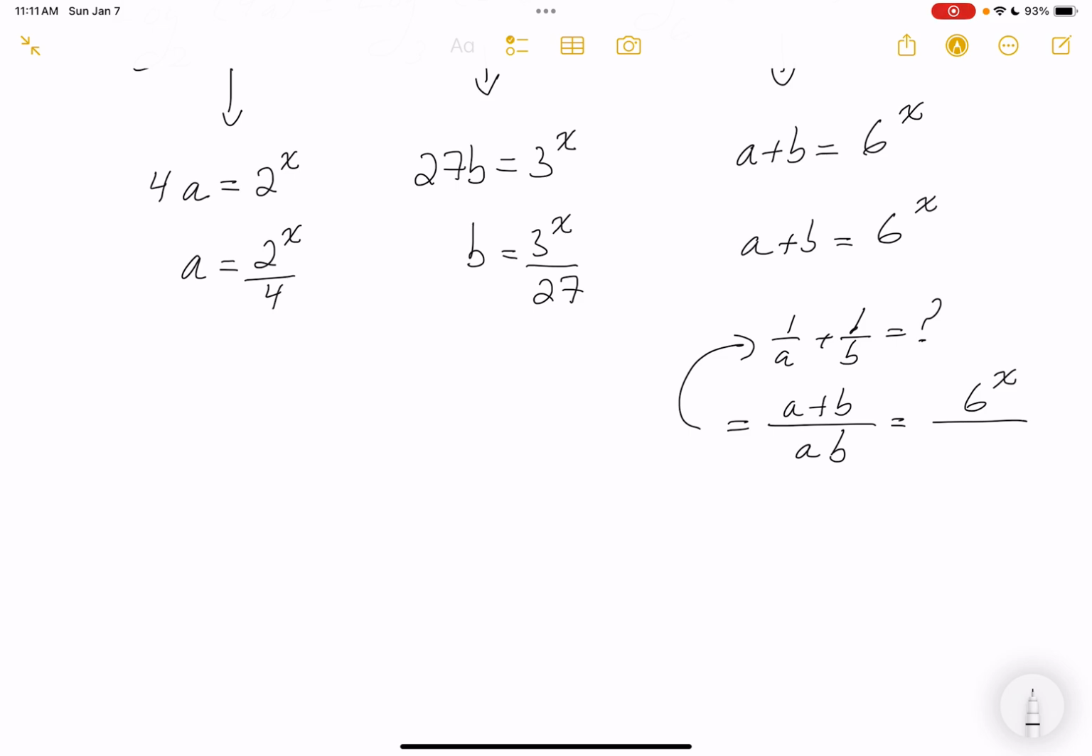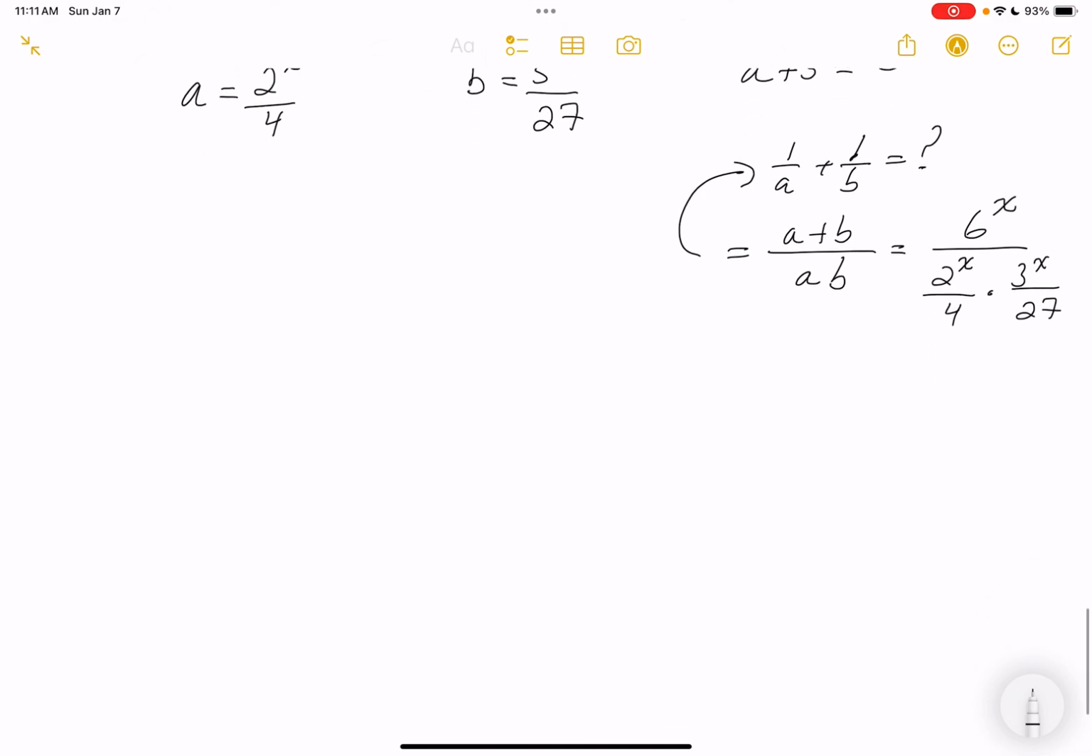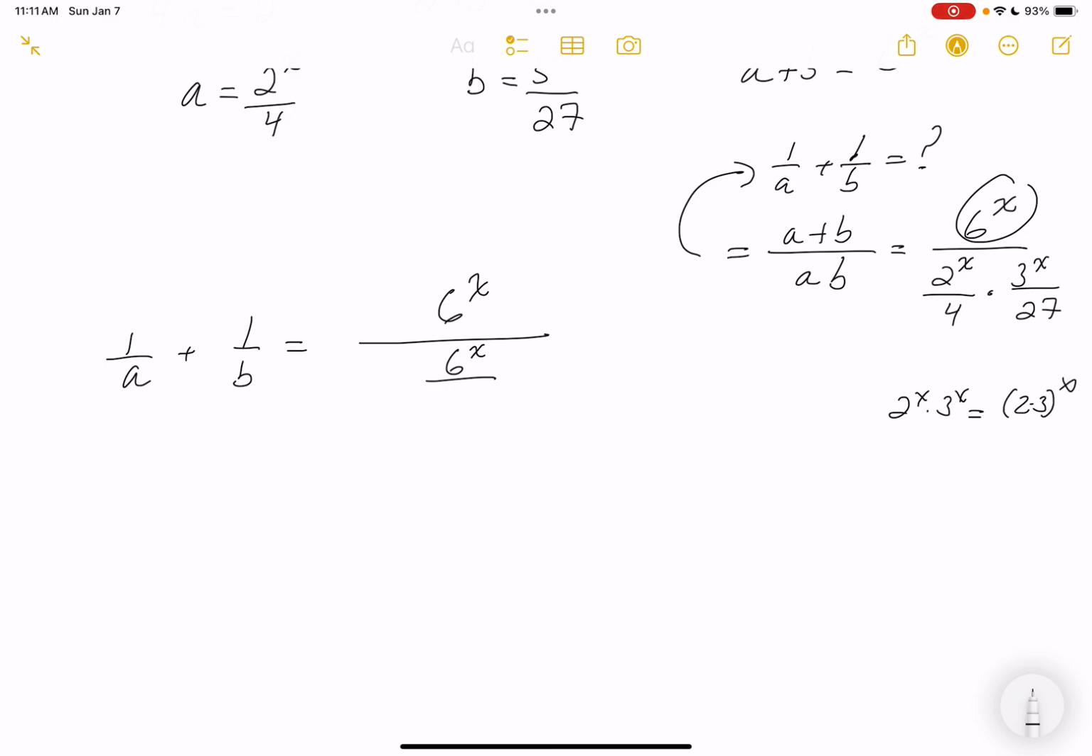What's a times b? I can write that down too. It's 2 to the x over 4 times 3 to the x over 27. And this is what I can write down now: 1 over a plus 1 over b is the same thing as 6 to the x, that's this right here. Let's just do the bottom. What's the bottom going to be? Well, that's 6 to the x, because 2 to the x times 3 to the x is really 2 times 3 to the x power, which is 6 to the x. And 4 times 27 is 108.